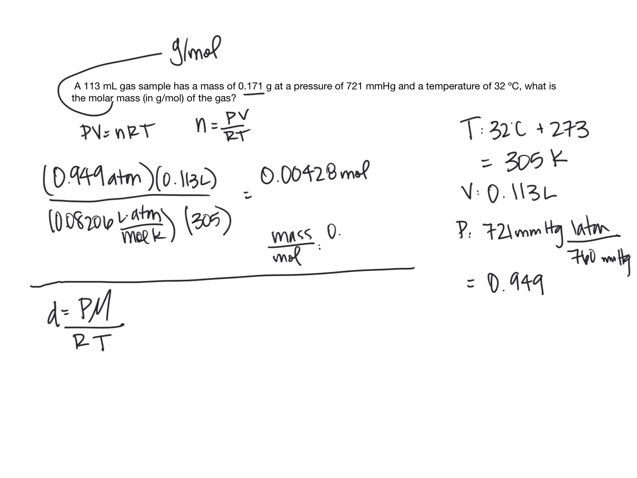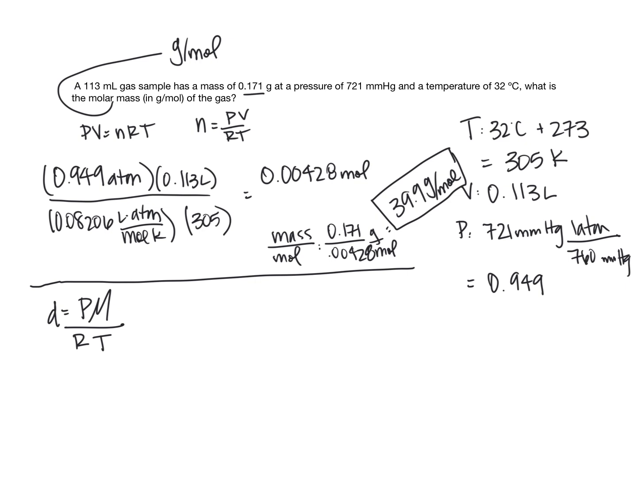And because we know the mass and we know the moles, we can divide mass over moles. So that gives us 0.171 divided by 0.00428, and this is in grams per mole. And that's going to equal 39.9 grams per mole. So this would be one way to do it if you didn't remember that the molar mass, which is the script M, is part of the density equation.